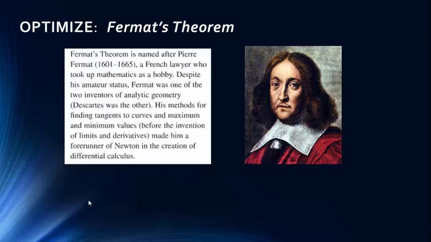Okay, so that wasn't actually me there, which of course you knew. This was a guy named Pierre Fermat. And interestingly enough, he was a French lawyer who did math as a hobby. And despite his amateur status, he was one of the two inventors of analytic geometry. Descartes was the other, another French guy, father of modern philosophy.